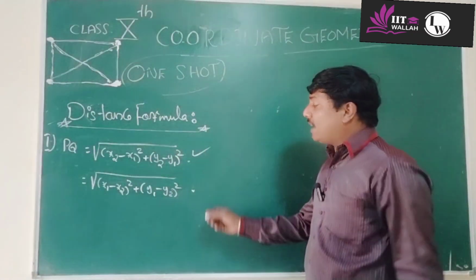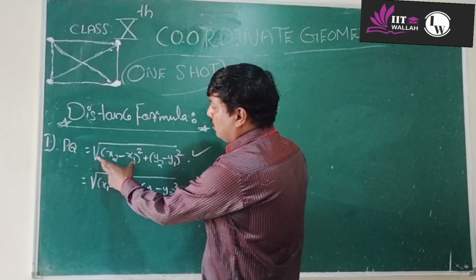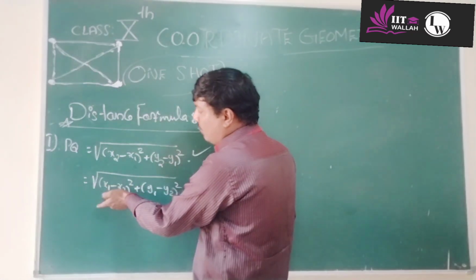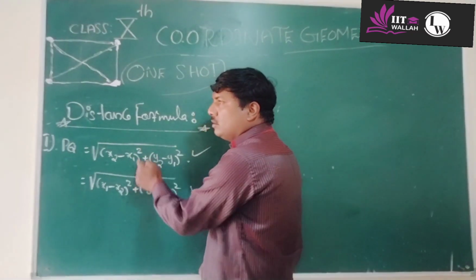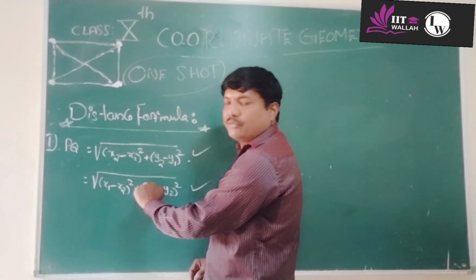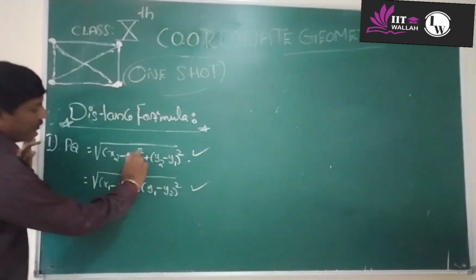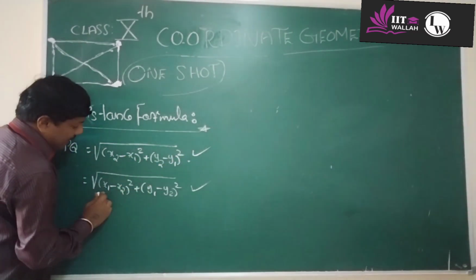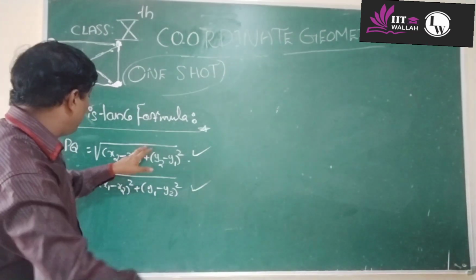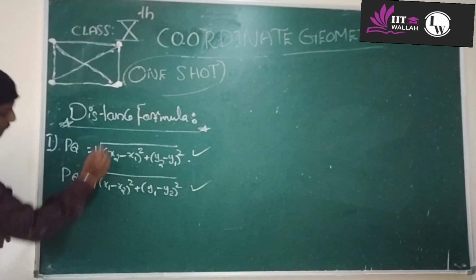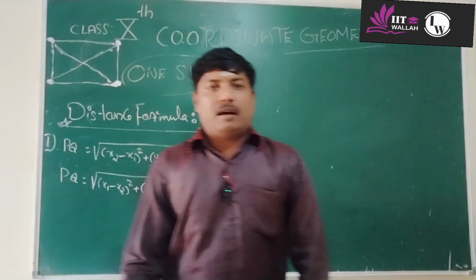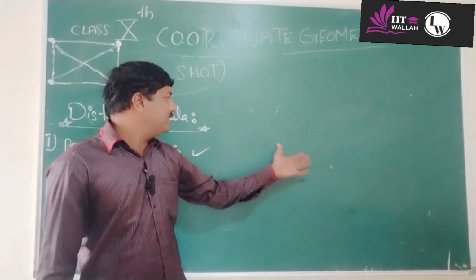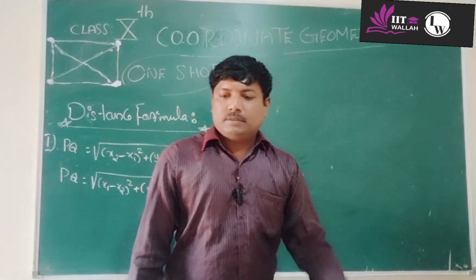Why are both applicable here? Because if x2 minus x1 is positive, then x1 minus x2 may be negative, but we are squaring. If you square a negative, it also becomes positive. So there is no difference because we are squaring both the terms. So both these equations are applicable. This is known as the distance formula, the distance between 2 points in a given plane, with respect to the x and y axes. Got it?